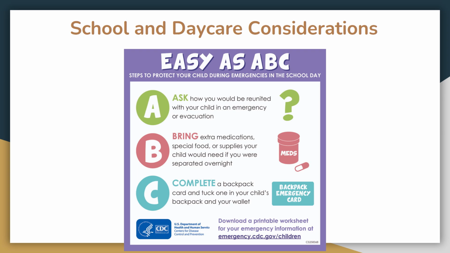And then C is complete. You should fill out a backpack emergency card and put it in a safe place, likely a backpack for your child. And then you should also have one for yourself in your wallet. And then make sure your kid knows where to find this. It doesn't do them a lot of good if it's just there and they don't know that if something happens, they need to pull this out and call or do whatever's on your list.